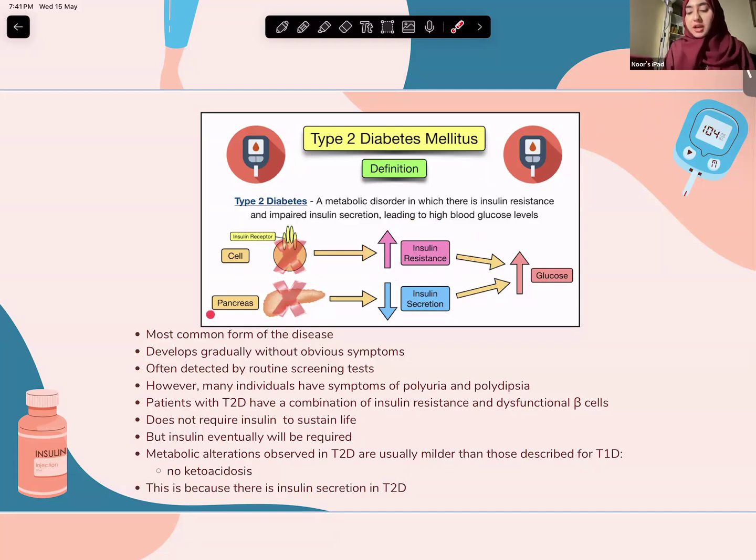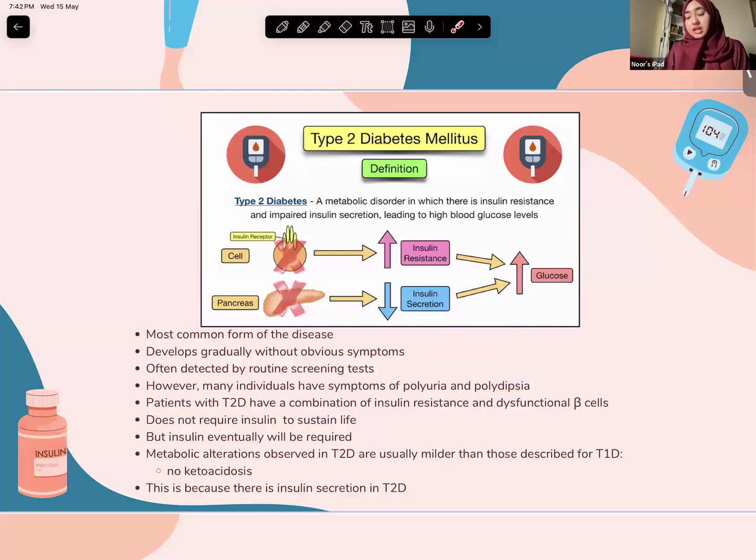So again, the pancreas not producing enough insulin can lead to high glucose. Of course, when not enough insulin is being produced, there can be hyperglycemia, and that increases glucose. And there's a problem in insulin receptors on the cell. Even though insulin is being produced, it's not being acted upon on the cell. So there's going to be increased insulin resistance, and that's going to cause hyperglycemia. It is detected by routine screening testing. Patients will come with polyuria and polydipsia. Again, polyuria is increased urination. Polydipsia means increased thirst.